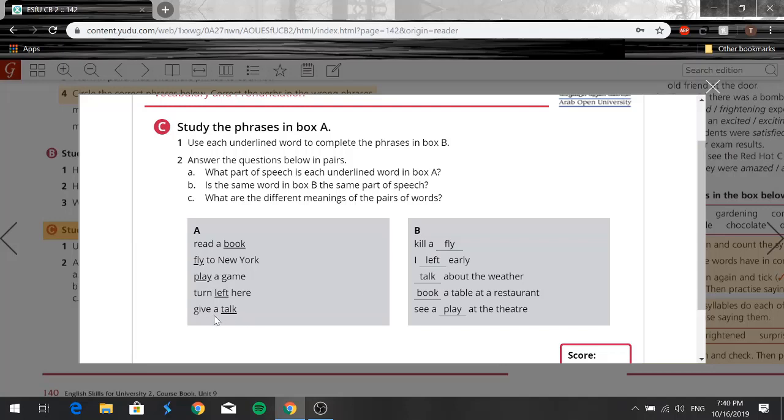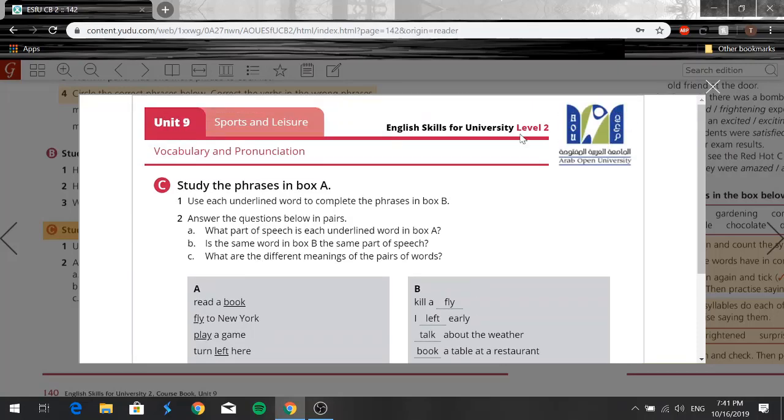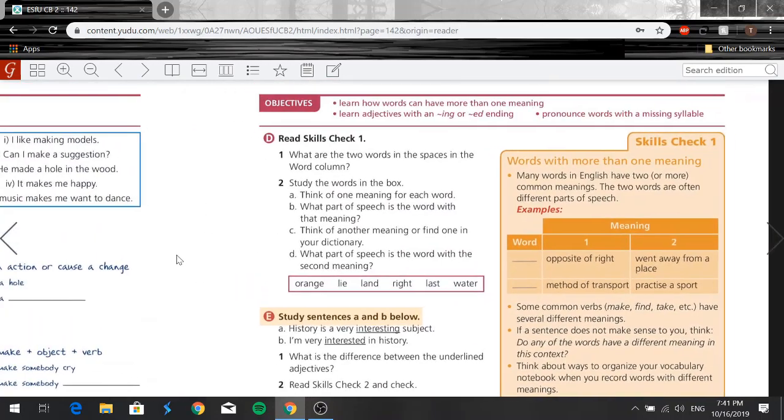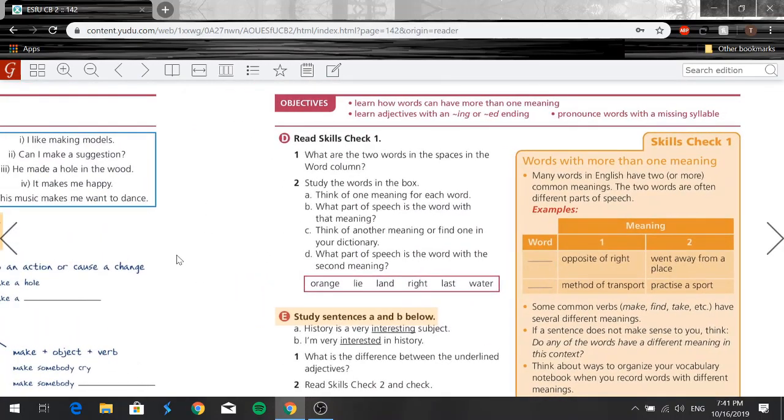And finally, we have give a talk, right? Give a talk, give a speech, so basically another word for a speech. While talk about the weather here is simply a verb, talking about the weather, right? I'm about to talk about the weather, okay? So that was exercise C. Now let's move on. Here we have exercise D, read skills check 1. What are the 2 words in the spaces in the word column? Alright, so let's go to skills check 1 and then we'll move on.